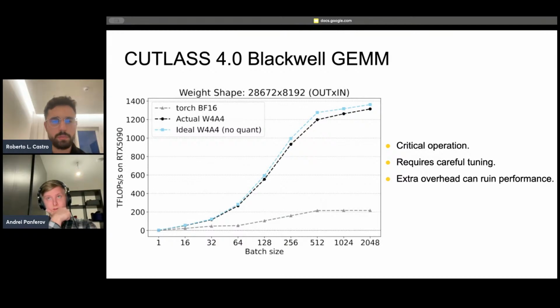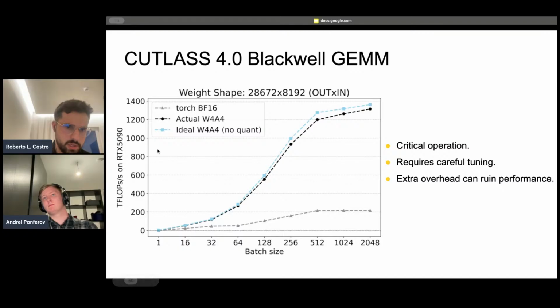So one of the points that Andrei already highlighted is the impact of the matmuls in this large language model. Most of the runtime of these models is represented by these matrix multiplications in linear layers. So that means that they are a critical operation that we have to optimize as much as possible. And this requires careful tuning, but also this implies that we have to avoid the extra overhead of additional operations, such as these Hadamard operations that we have just been discussing, right?